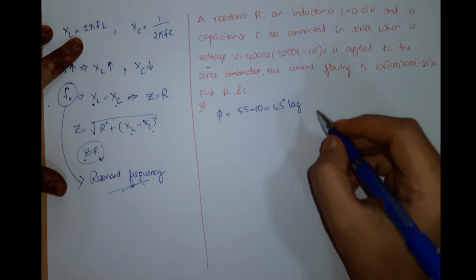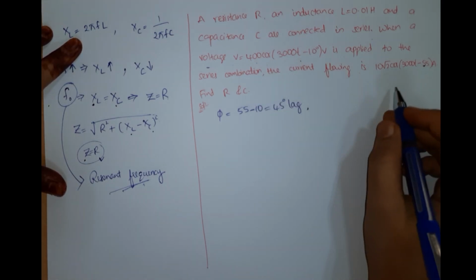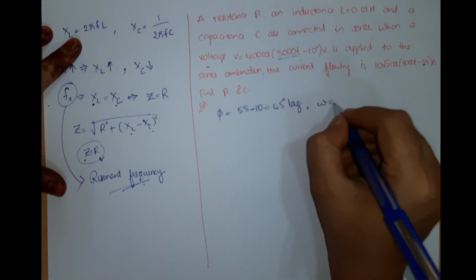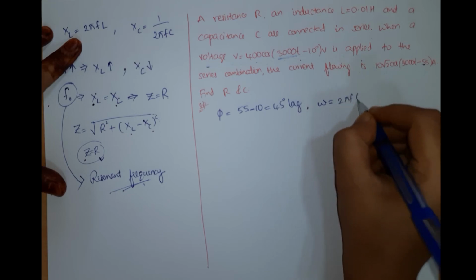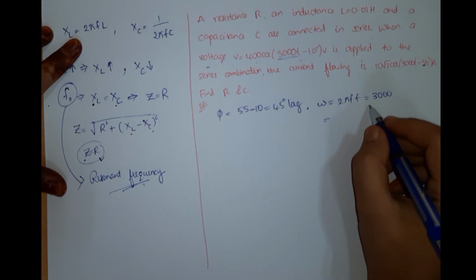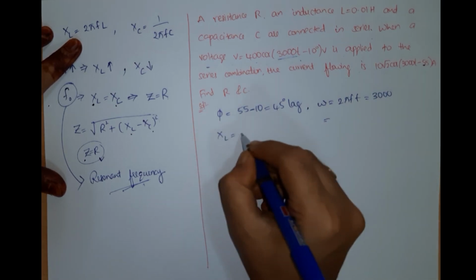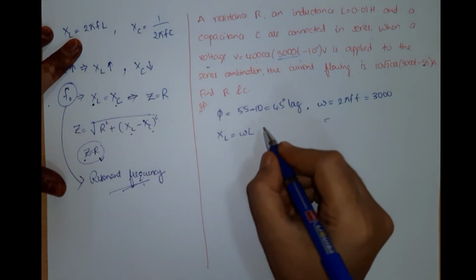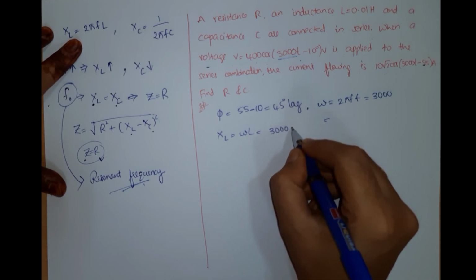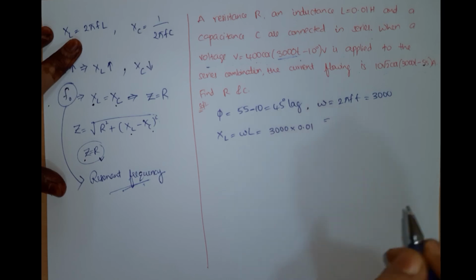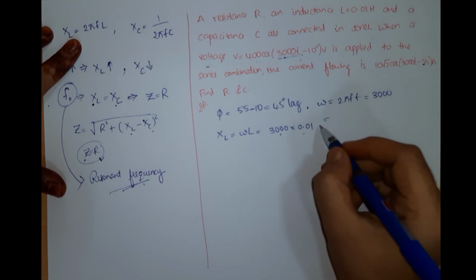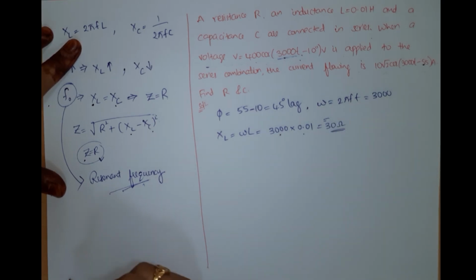Right? So now frequency from this you can find out: omega is 2 pi f, which is given as 3000, so from that you can find the value of f. Now XL is nothing but omega L. So it is nothing but 3000 into 0.01. Omega is 3000 and L is given, which comes to 30 ohms.